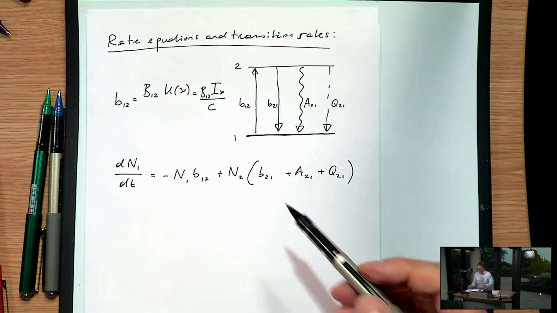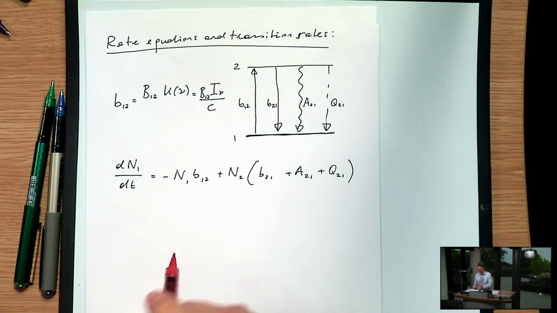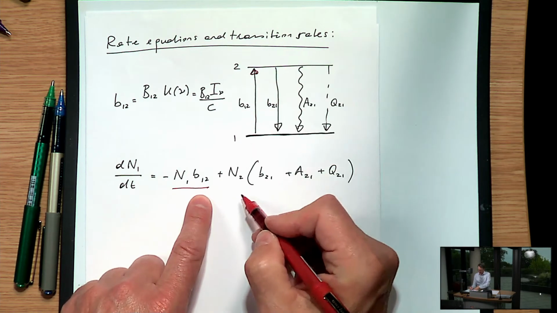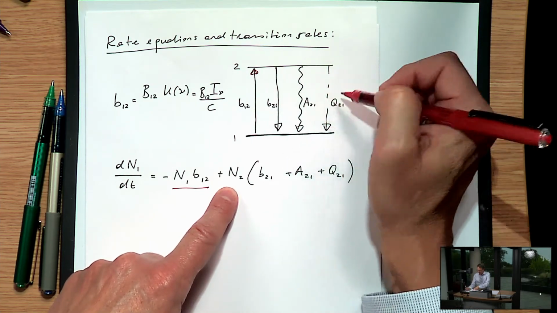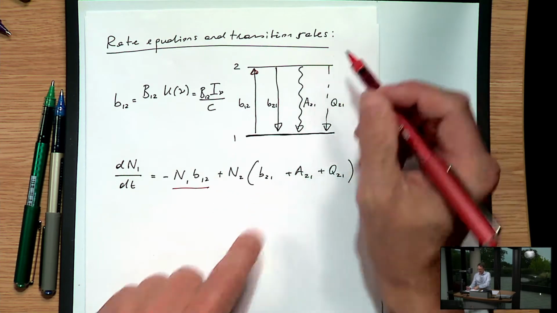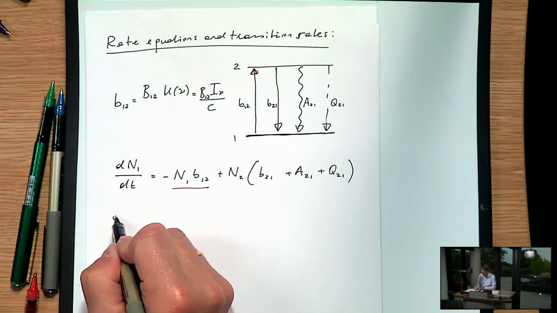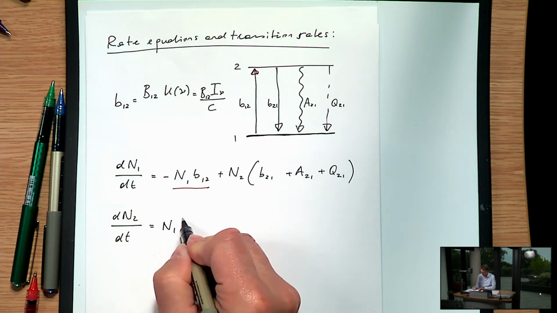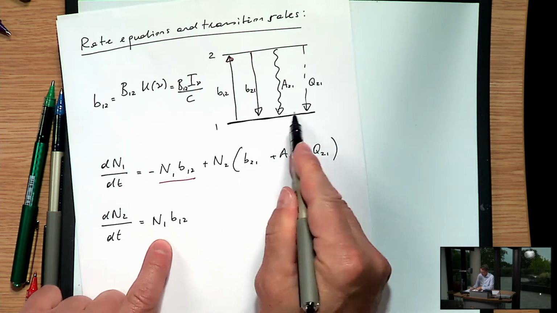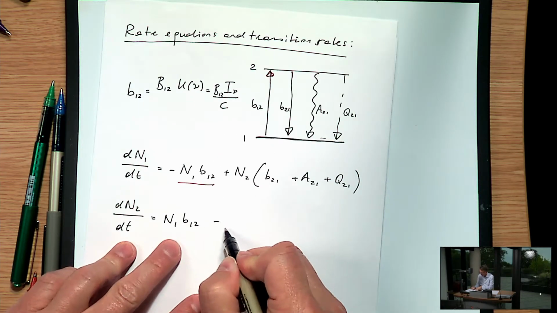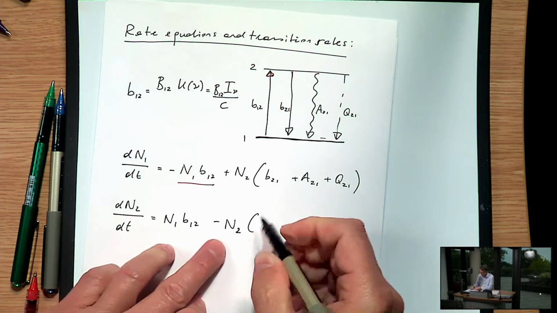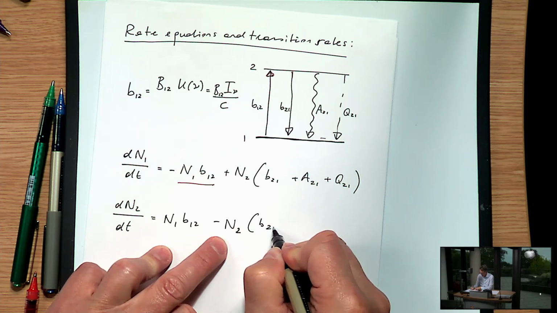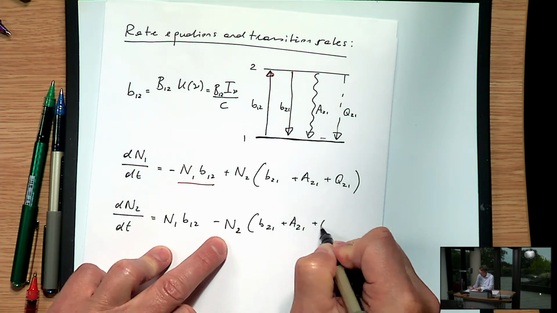In other words, it loses population at this rate going up, and it gains population from whatever comes down from the upper state. And you can write a symmetric equation for the population in the upper state, and that is given by N1 B12. So what this level loses, this one gains, obviously, so it's completely symmetric. And what the top one loses appears as negative here. So it's B21 plus A21 plus Q21.